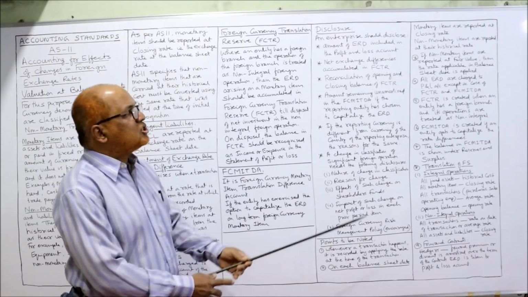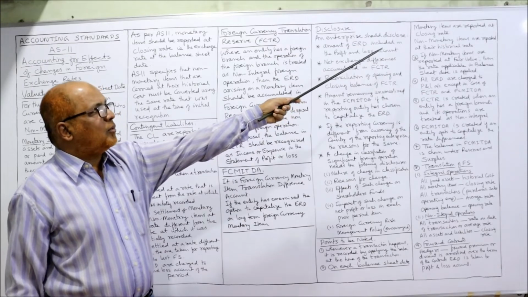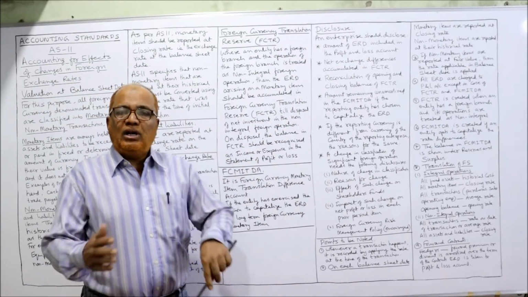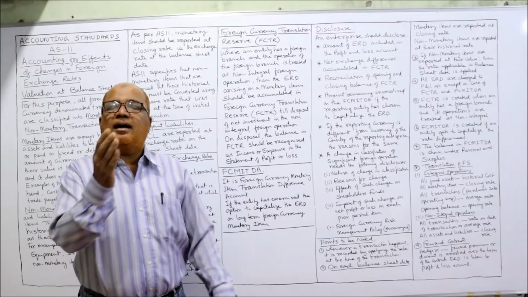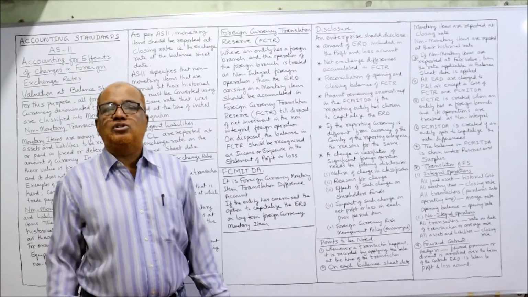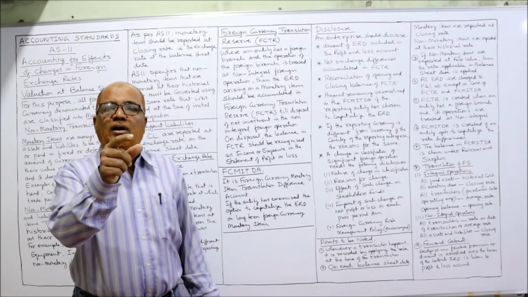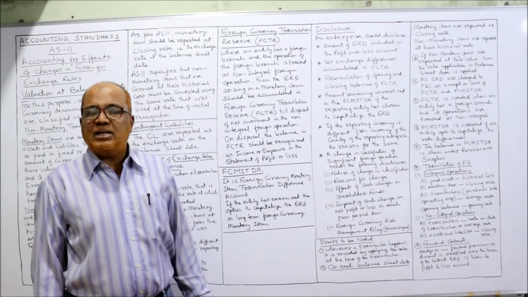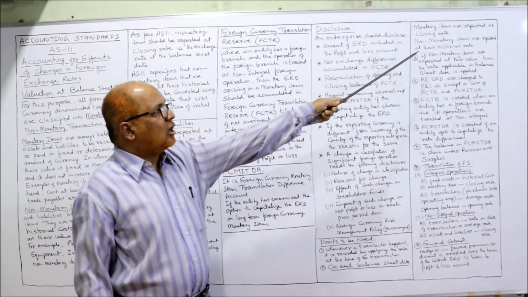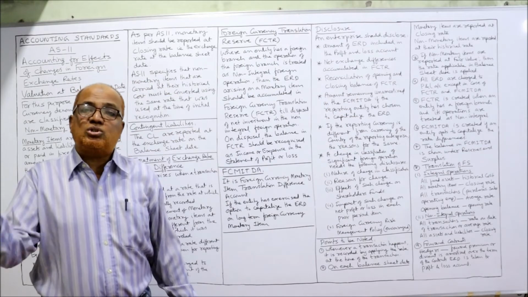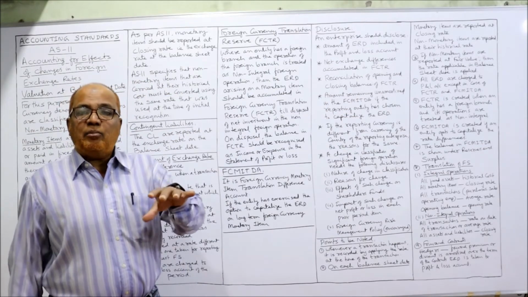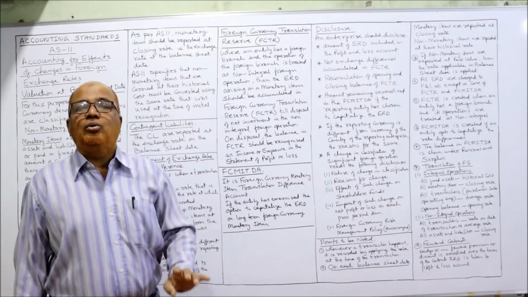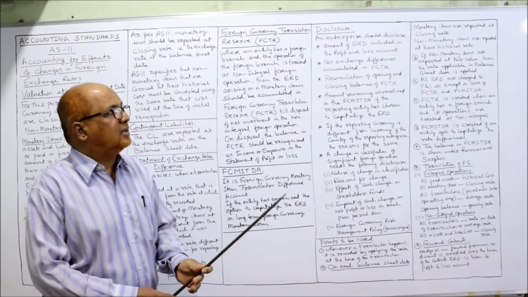Secondly, on each balance sheet date, monetary items are reported at the closing rate. Just now I have explained to you, we have to divide items into two categories: monetary items and non-monetary items. Monetary items should be recorded at the closing rate, meaning the rate of the balance sheet date, whereas non-monetary items are reported at their historical cost. At the time of entering the transaction, whatever the exchange rate was, that rate will be used for non-monetary items.